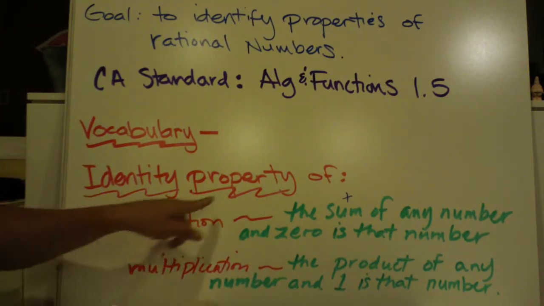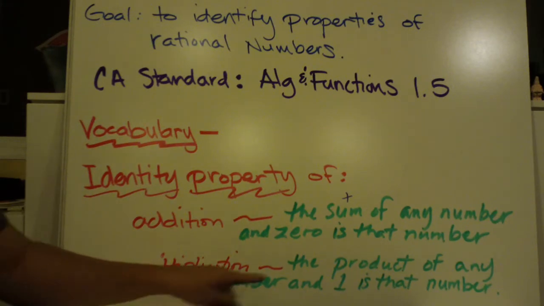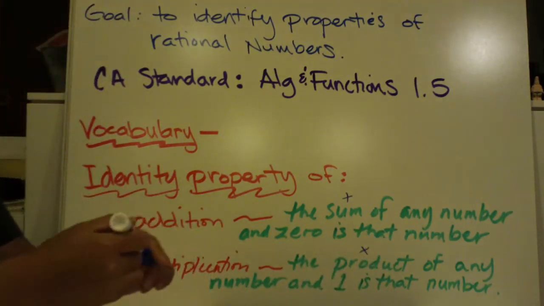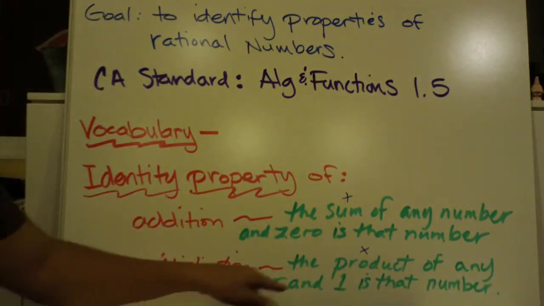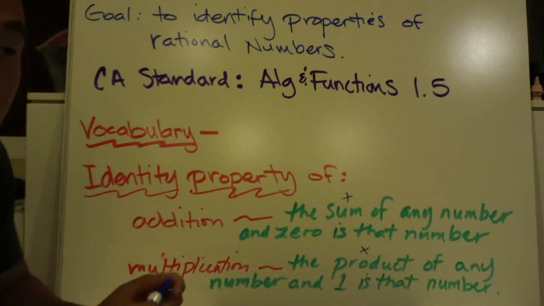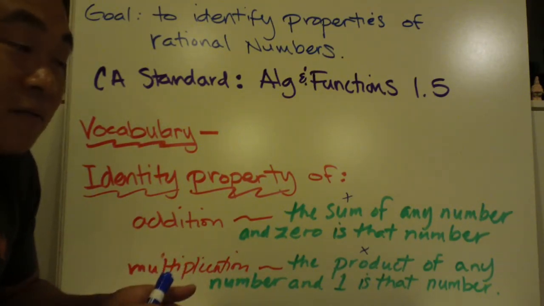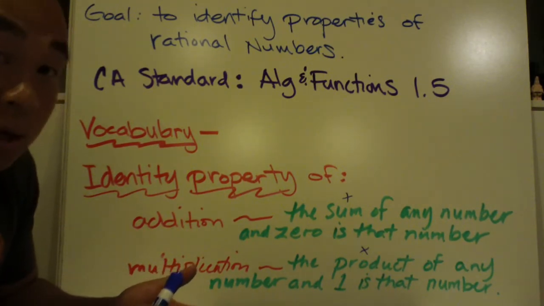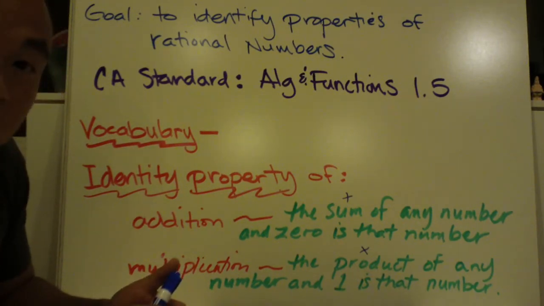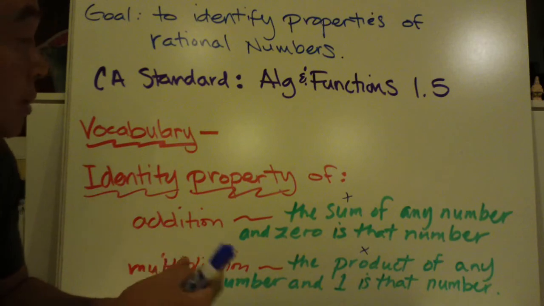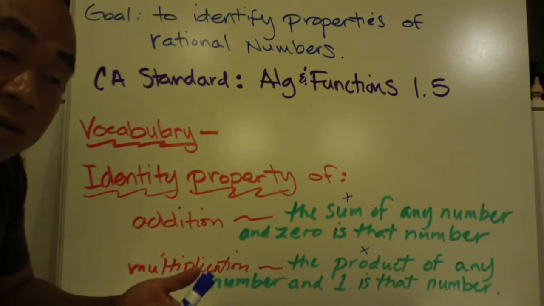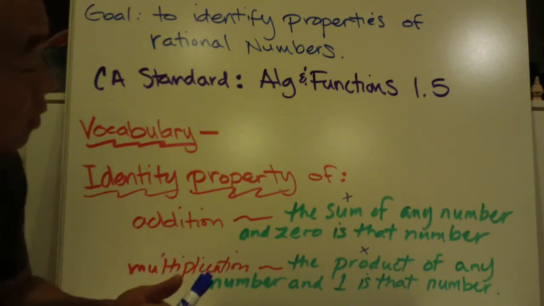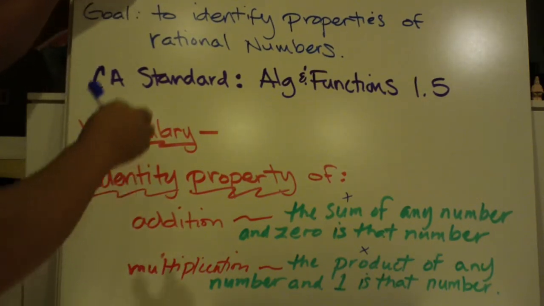The second one, identity property of multiplication, states that the product, and product means to multiply, the product of any number and 1 is that number. And again, common sense again. You take the number like negative 20 and you multiply that by 1, you'll still get negative 20. So any number that is added to 0 will always get the same number, and any number that is multiplied by 1 will also be the same number as well. And that's just the identity property.